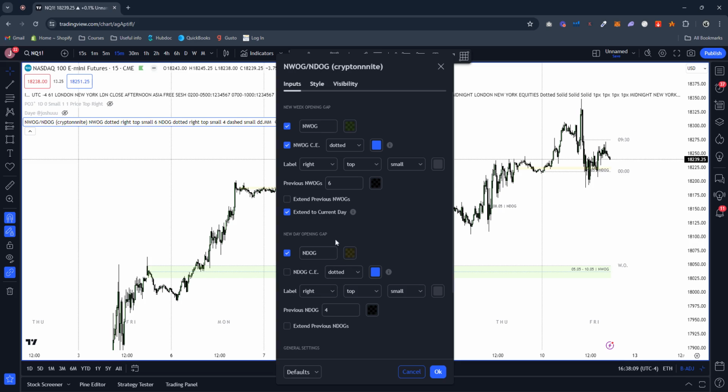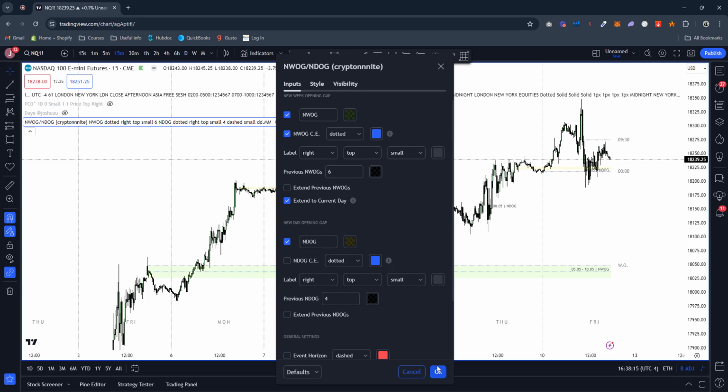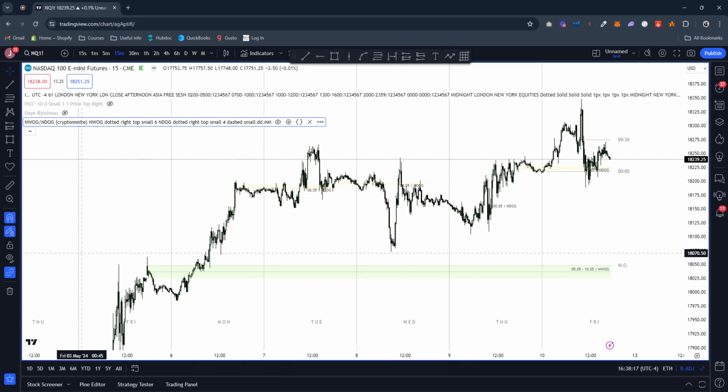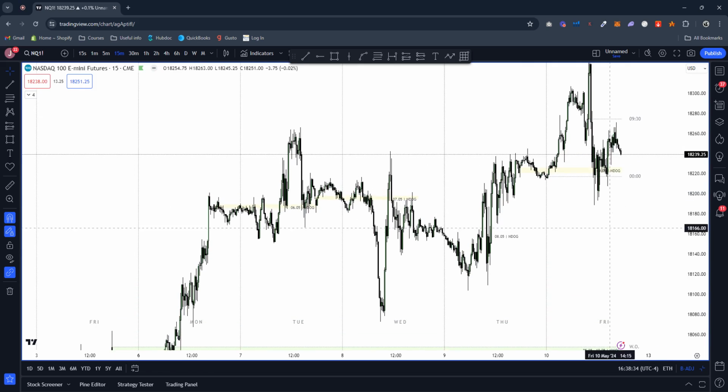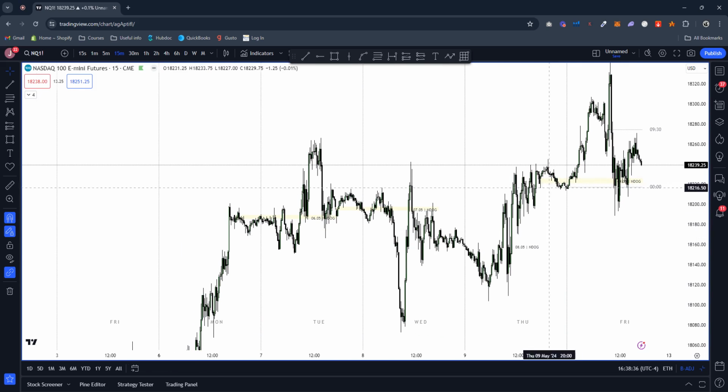If you guys don't want to mark out your new week opening gaps and new daily opening gaps manually, you don't have to. It has a lot of options here, and you can just flip it on if you don't want to mark them out manually like me. I don't really like marking them out manually because my chart gets a little messy. So I just throw this on whenever I want to see it. And again, I kind of know where it's at because I have a lot of experience, so I know where the new day opening gaps are.